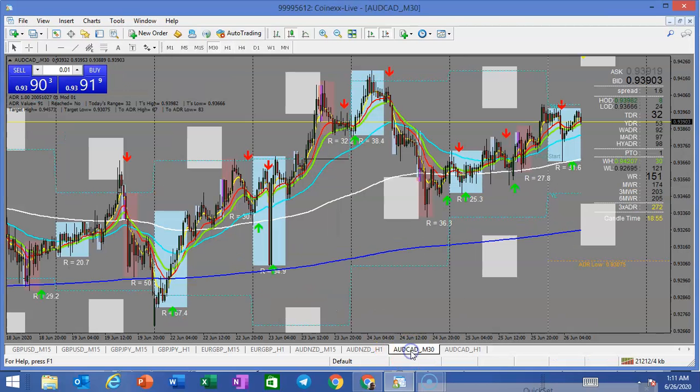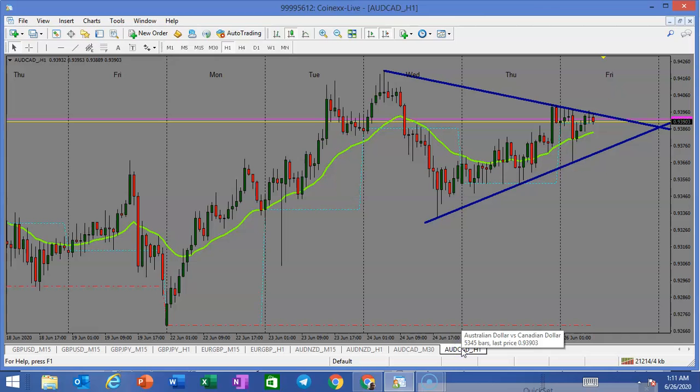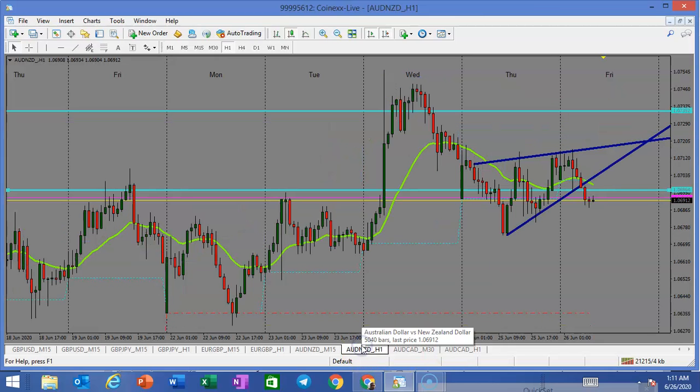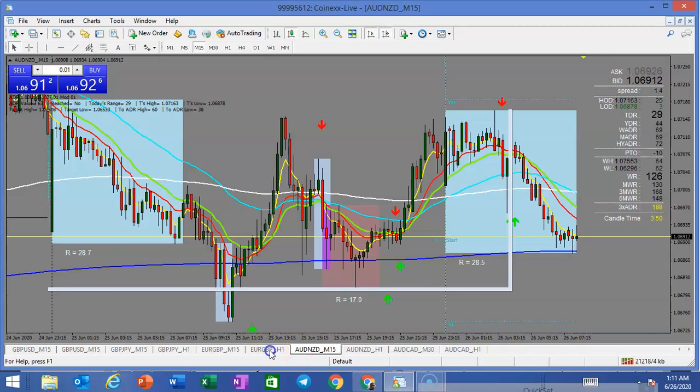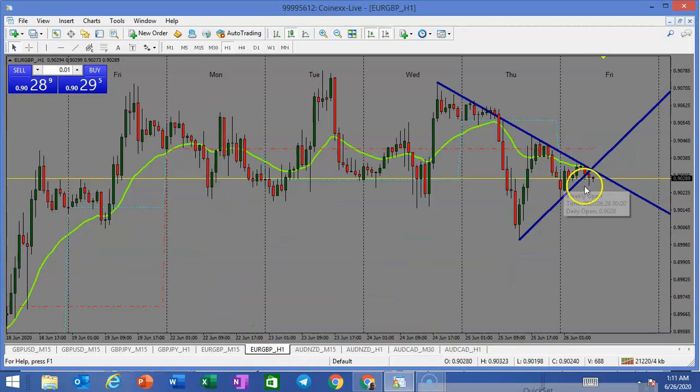But in the meantime, I think I might get in AUD NZD for a sell. That looks good to me. I'm not sold on EURGBP yet, and as I previously said, EURGBP and GJ are negatively correlated, which means when one pair is going up, the other pair is going down.